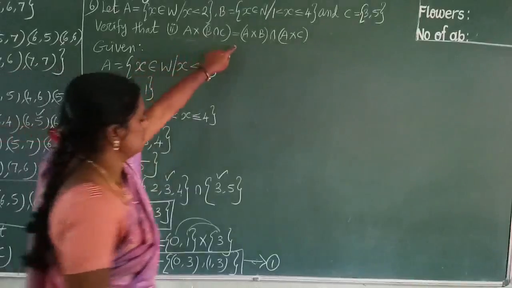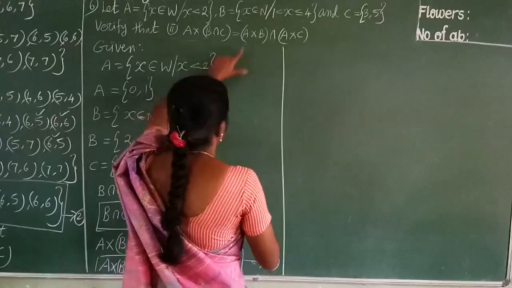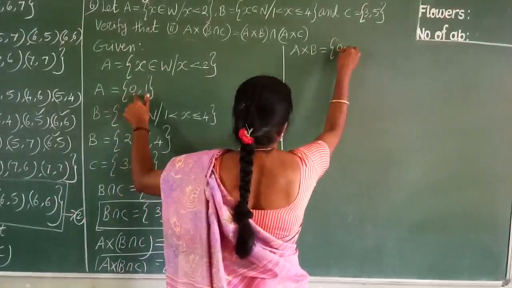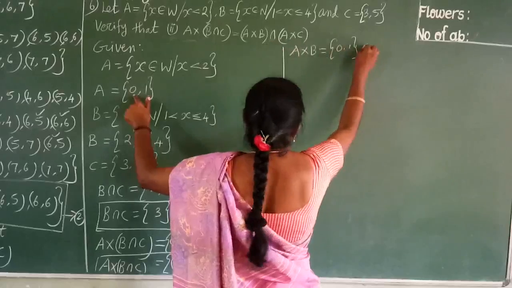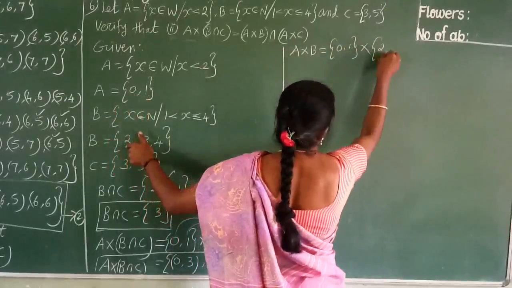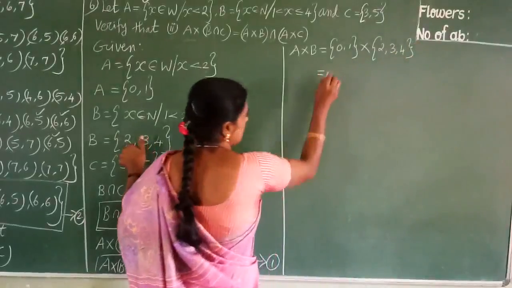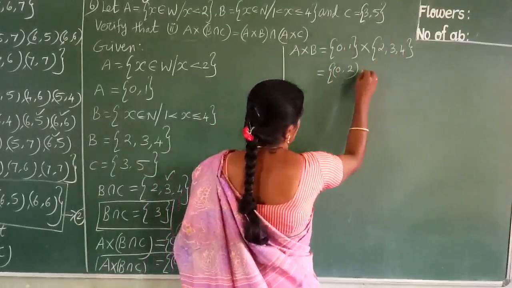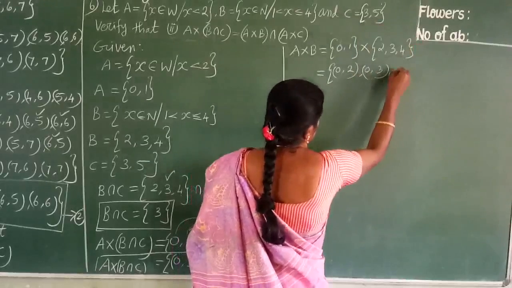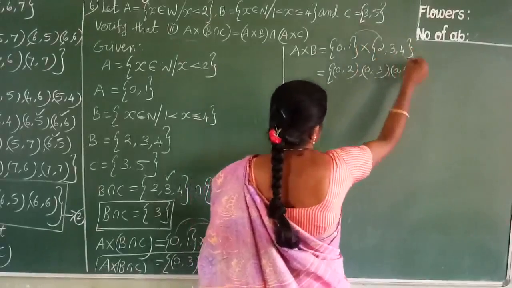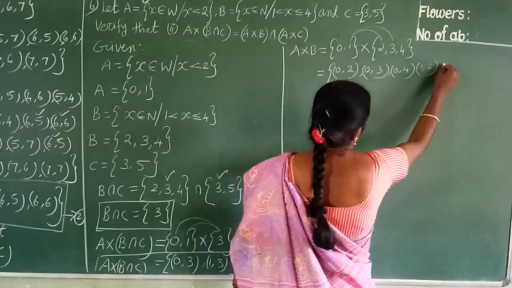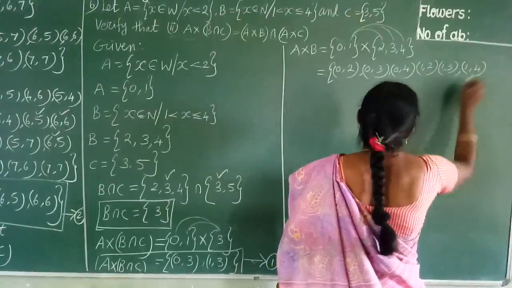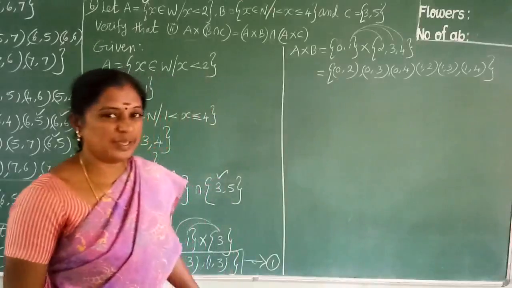Next you find the RHS. A cross B is equal to A, elements 0, 1, cross B, 2, 3, 4. So write the answer: 0, 2. Next is 0, 3, 0, 4. Next 1, 2, 1, 3, 1, 4. That's all. That is the A cross B answer.